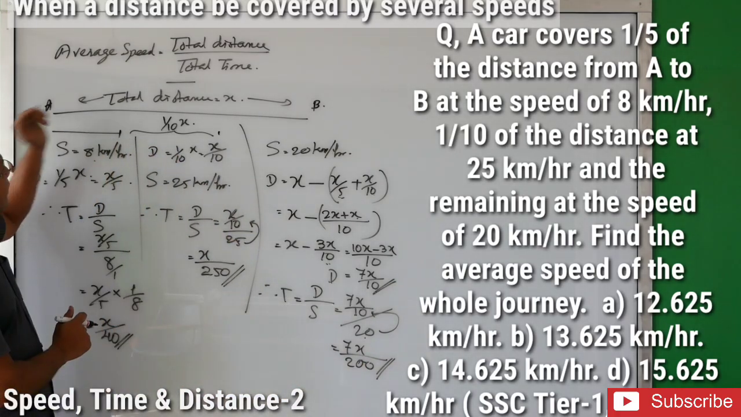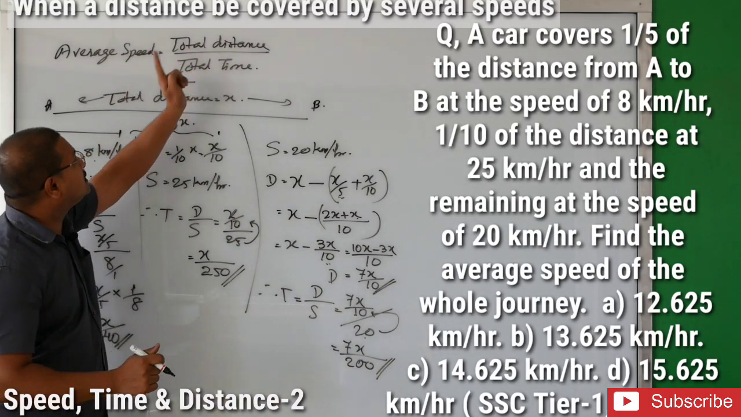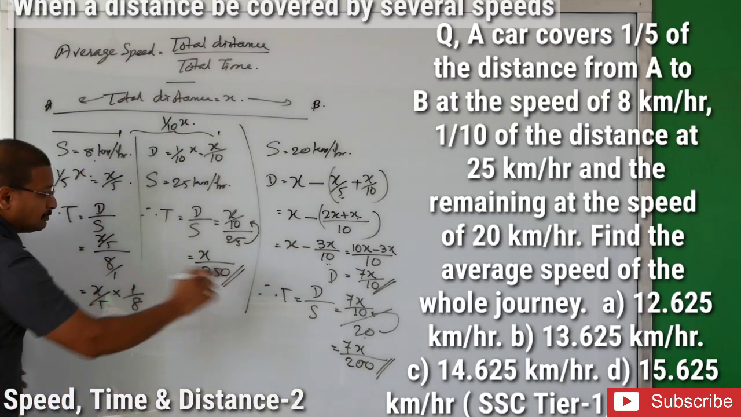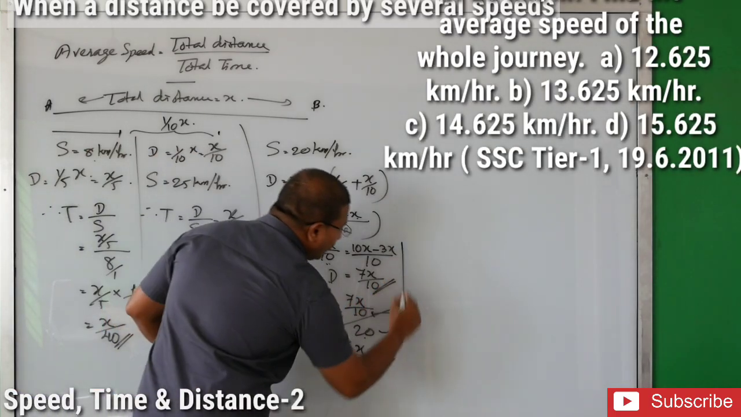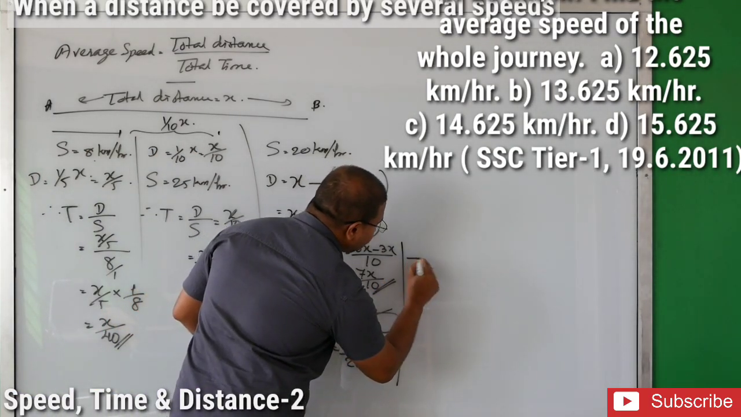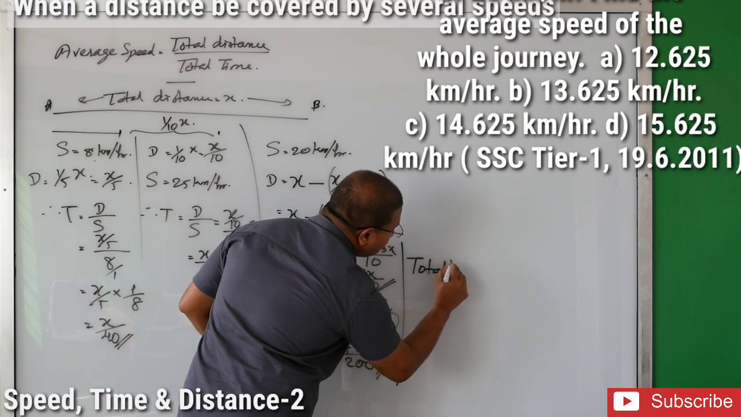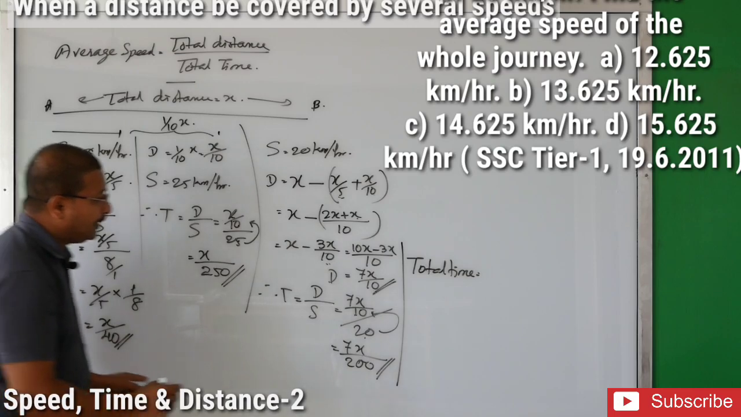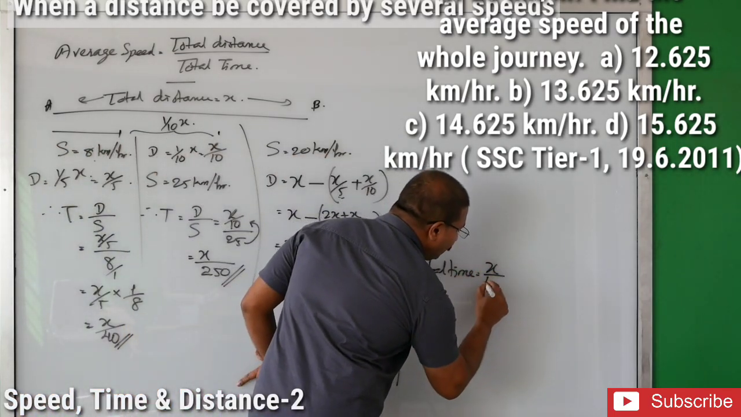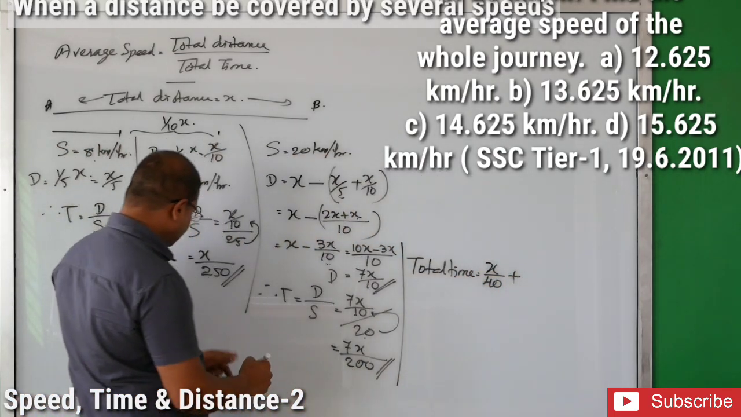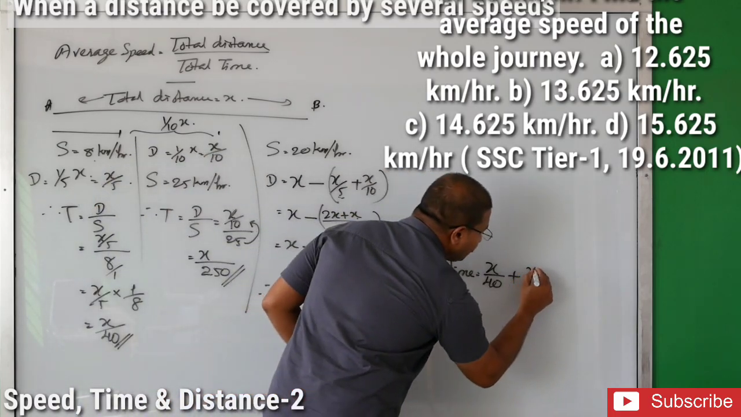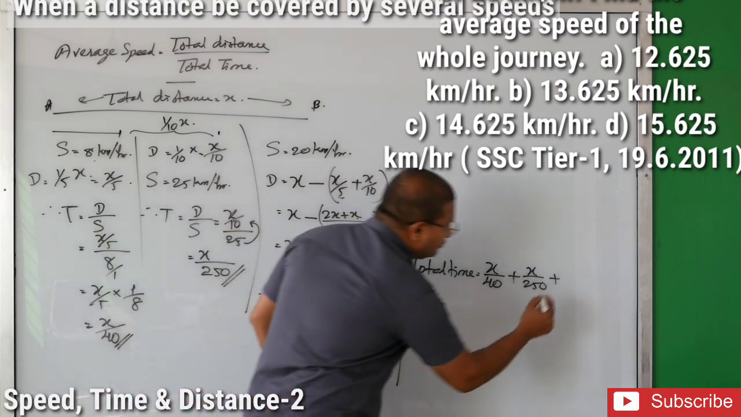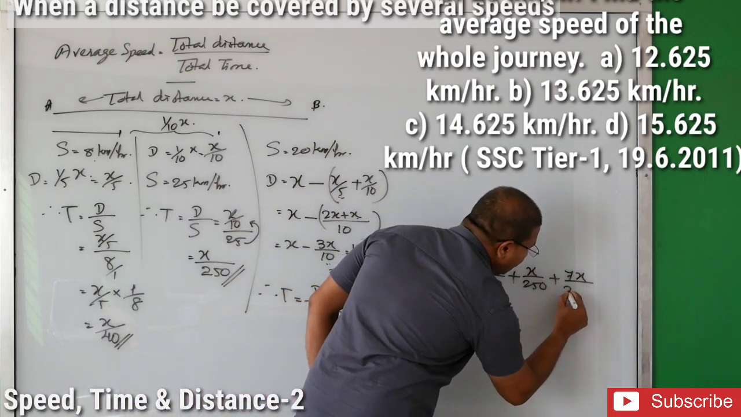Now what do you want? You want the average speed. Average speed means total distance divided by total time. Total time means what you will do? These 3 times we have to add. So total time equals these 3 times added: x by 40 plus x by 250 plus 7x by 200.